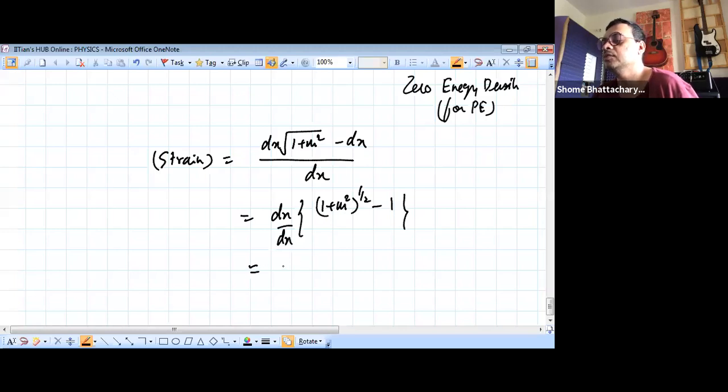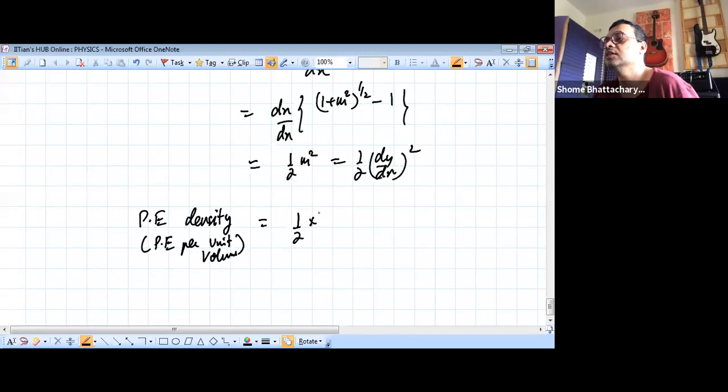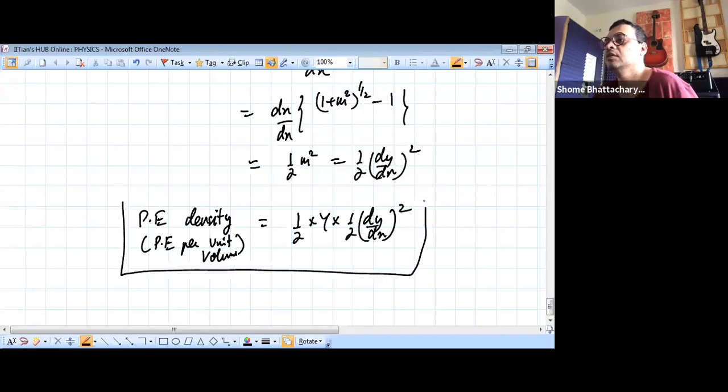So your strain is about half of m square, or half of (dy/dx) whole square. So your potential energy density, that is potential energy per unit volume, becomes half of Young's modulus of that material into half of (dy/dx) whole square. That's our energy density.